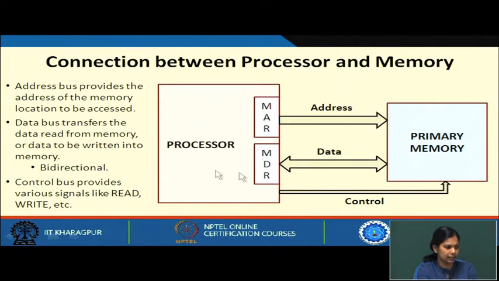Now, you see that the data bus is bidirectional because we can read data from the memory. The data comes from the memory to the MDR, and for write, from the MDR, the data goes through this data bus into memory. Along with this, we also require some control signals like read, write, etc.